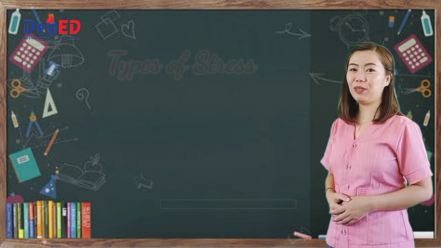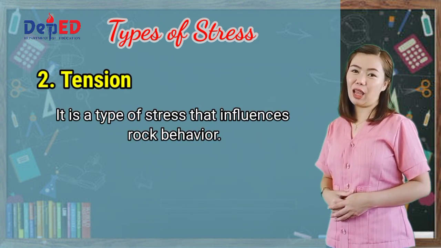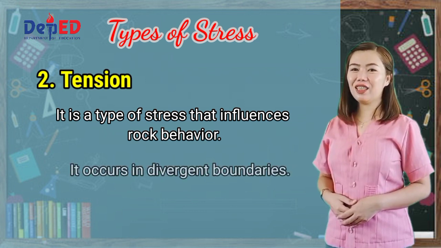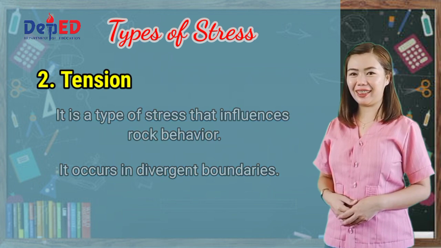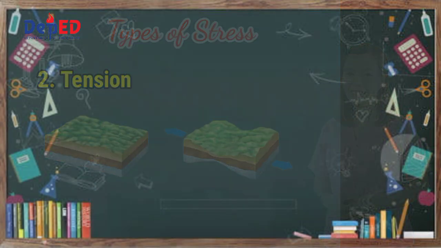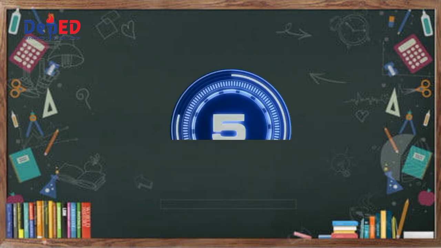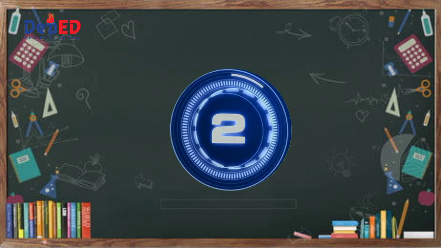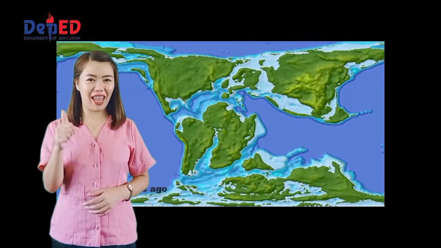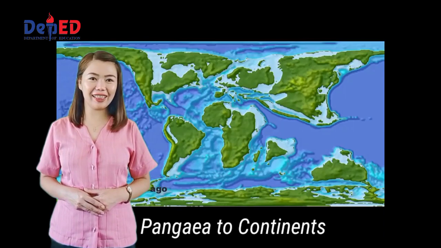The second type of stress is tension. Tension is a type of stress that influences rock behavior. It occurs in divergent boundaries. This time, the rocks move away from each other. Can you give me an example of tension stress? You get it right! The best example of tension stress is continent.